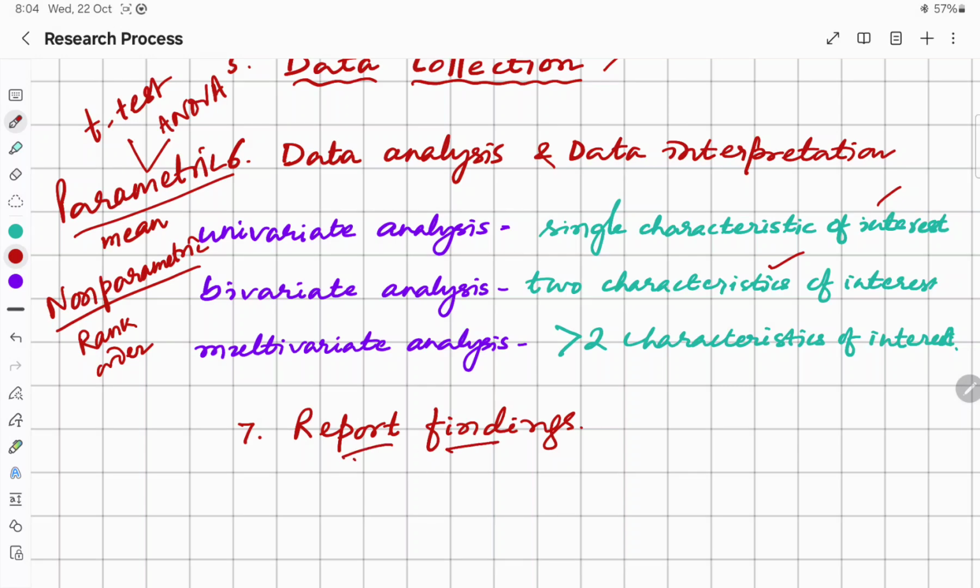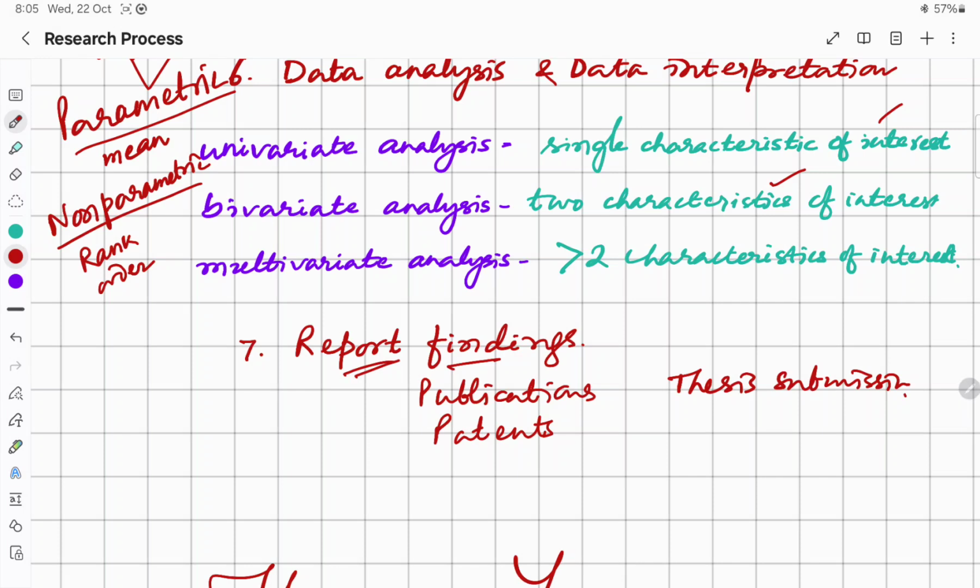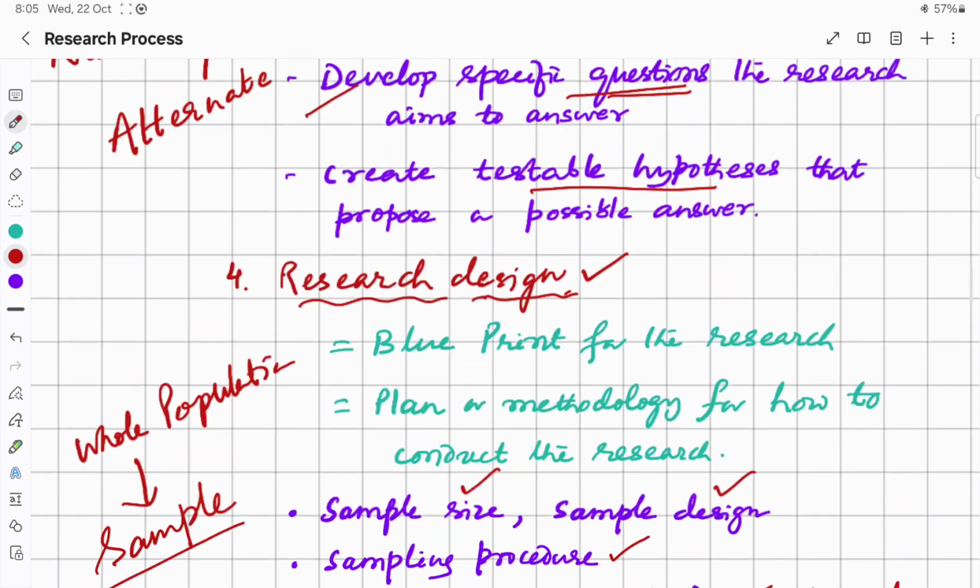We will write a report, and we can also go for publications, we can go for patents, we can write some thesis submission. So all these things we can do after completion, after getting the findings. So this is all about the research process, where 7 steps are there.